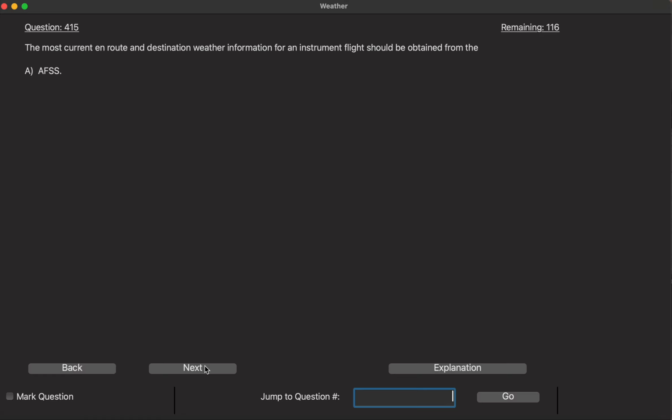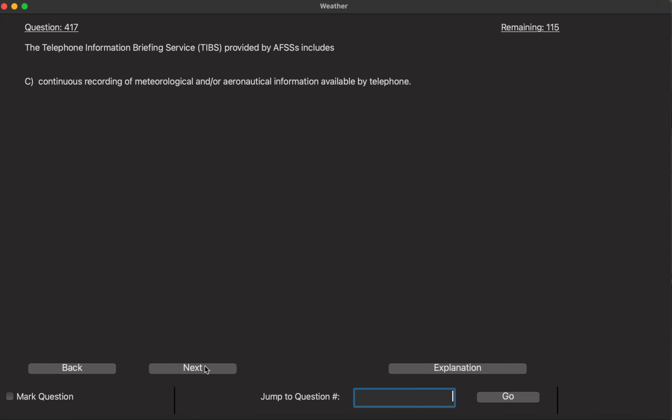The most current route and destination weather information for an instrument flight should be obtained from the AFSS. Telephone Information Briefing Service, TIBS, provided by AFSS, includes continuous recording of meteorological and/or aeronautical information available by telephone.